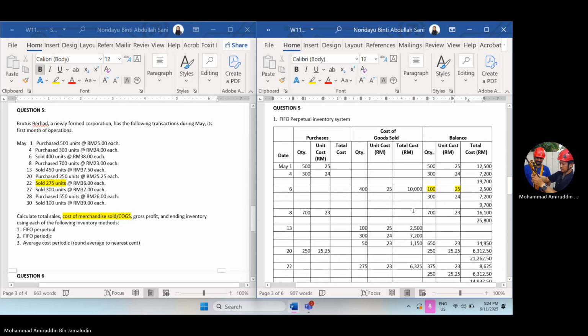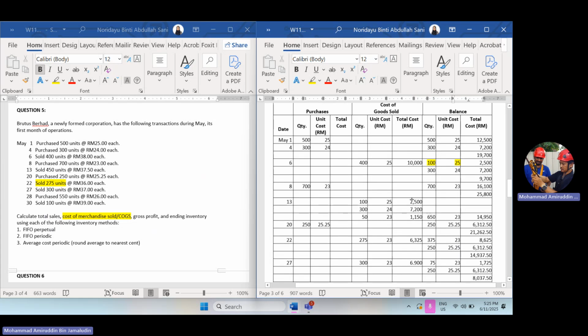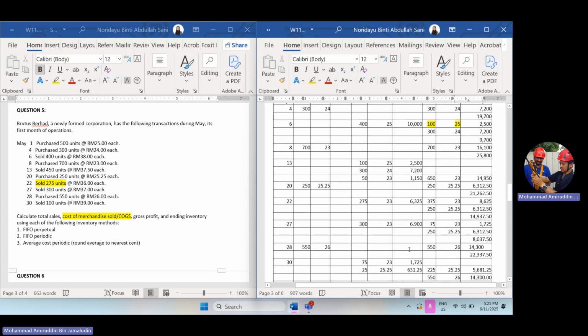Question 5. This one, you have perpetual, you have periodic. For 5-4, it's not a big deal. But perpetual is much more structured. Perpetual is exactly like what you did just now, and it is a better system than the periodic. Periodic, we need to wait until the end of the month. I cannot know how much the cost of goods sold is for this transaction. So not good.